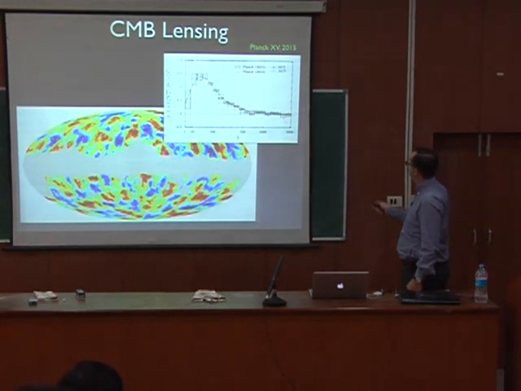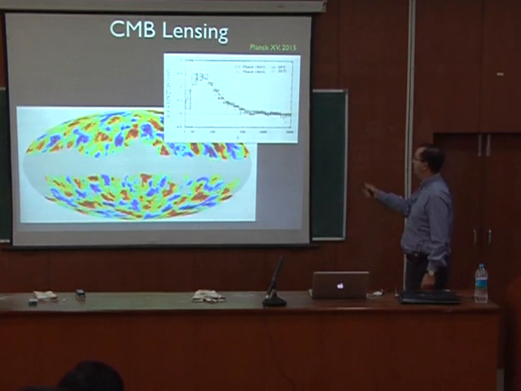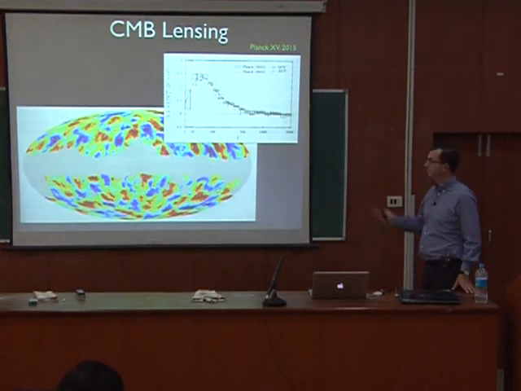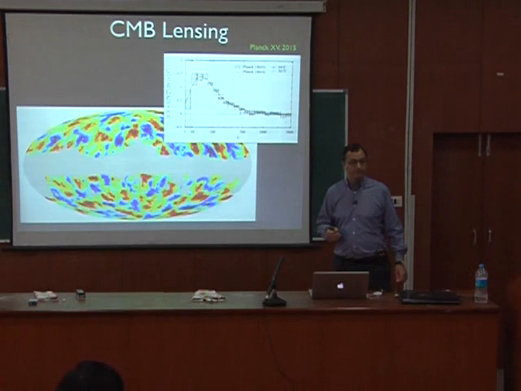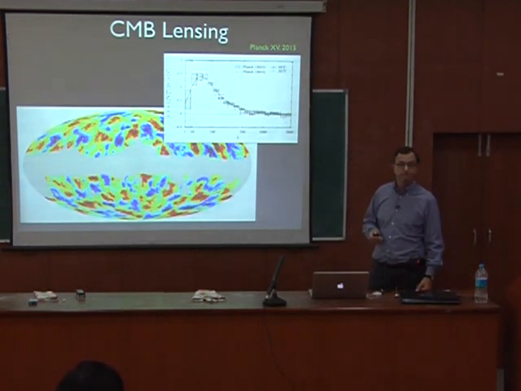The different experiments agree quite well. They go out to L of 1,000 or so, which are basically arc minute scales. And this is a field which is also evolving very rapidly. How do you separate out the different components that you will have in a CMB map and isolate only the lensing?